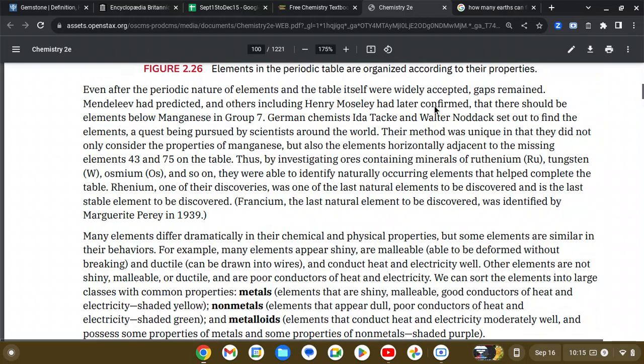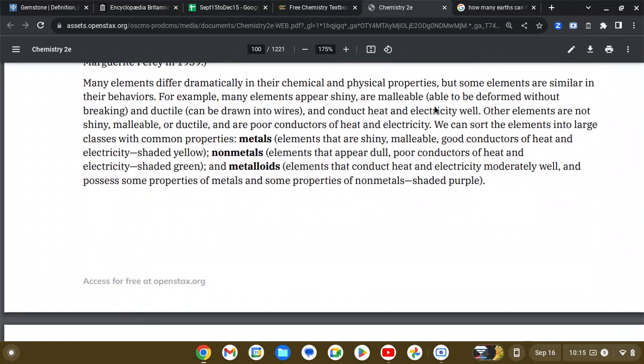Many elements differ dramatically in their chemical and physical properties, but some elements are similar in their behaviors. For example, many elements appear shiny, malleable (able to be deformed without breaking), and ductile (can be drawn into wires), and conduct heat and electricity well. Other elements are not shiny, malleable, or ductile, and are poor conductors of heat and electricity. We can sort the elements into large classes with common properties.